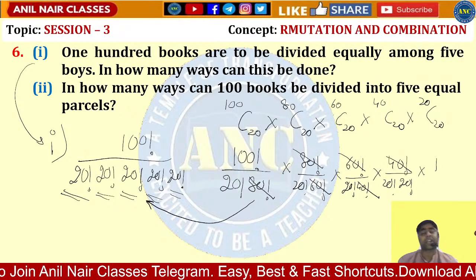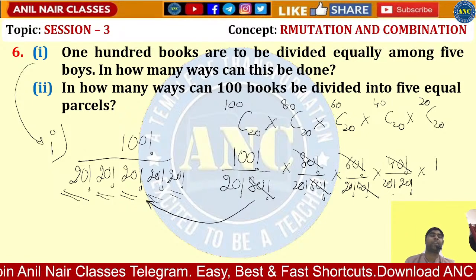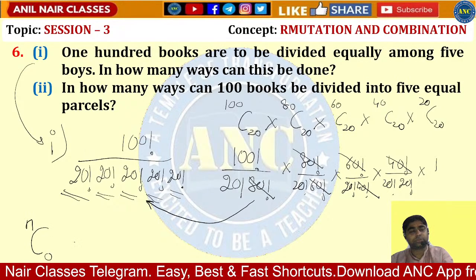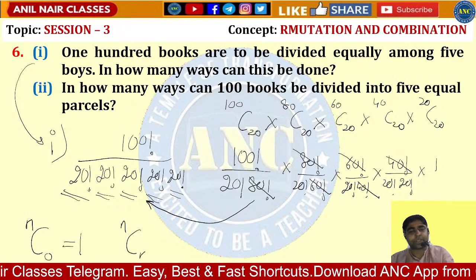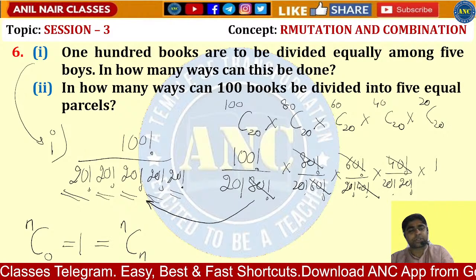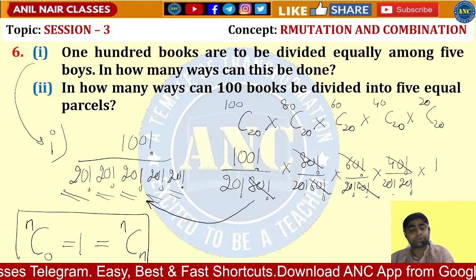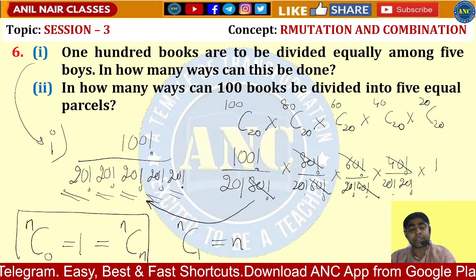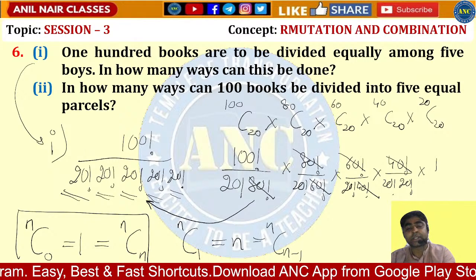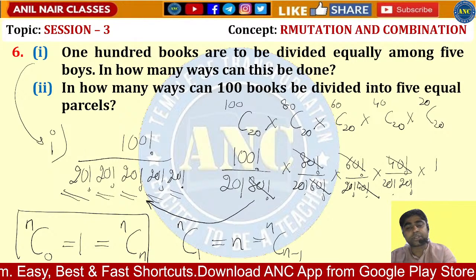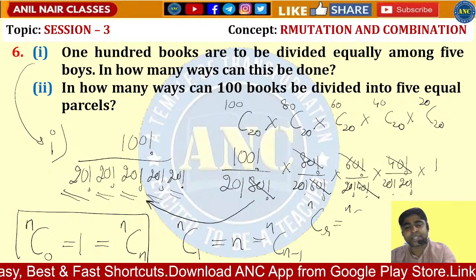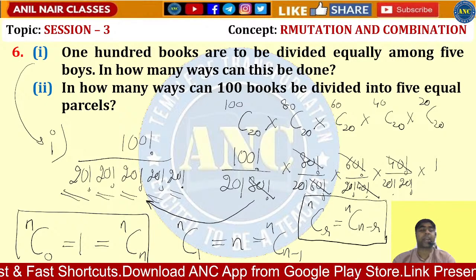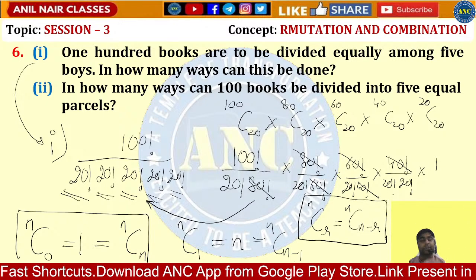One question: if you are having 20C20, how did I put 1? Remember guys, I told you NC0 is 1. NCN also 1. NC1 is N, and NCN minus 1 also N. And what did I deduce? NCR is equal to NC N minus R. Selecting R people means rejecting N minus R people. Okay, so they would be equal.